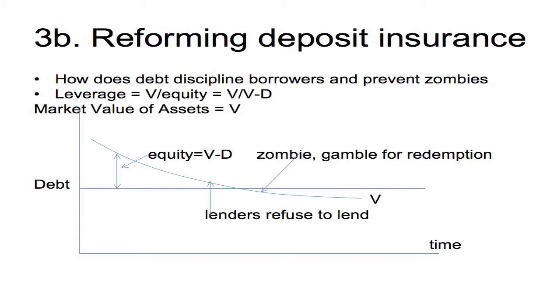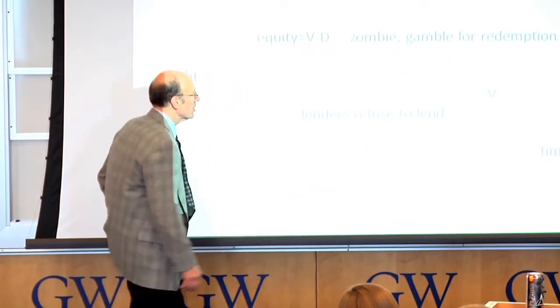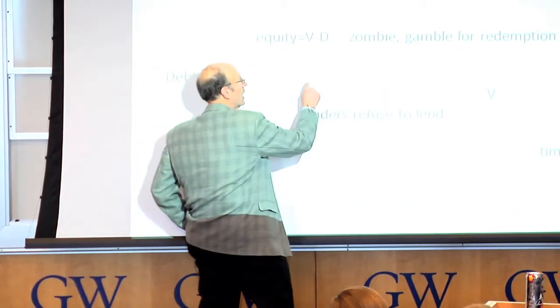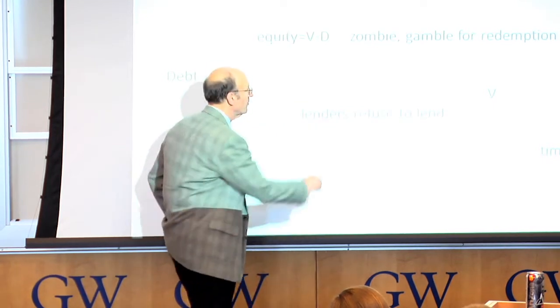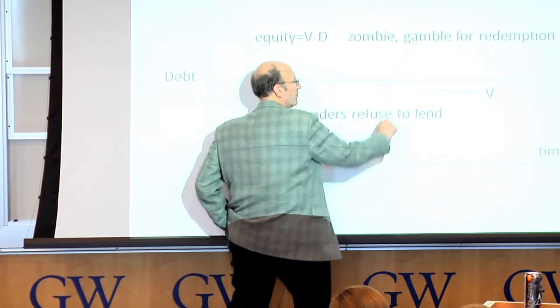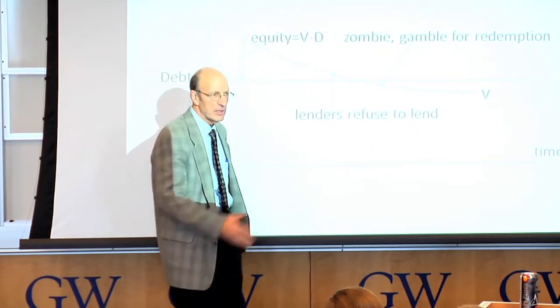That's how the market stops gambling for redemption, by lenders cutting you off at the knees. It's called debt discipline. Notice equity doesn't discipline, right? In fact, here equity is negative. So here, if you guarantee the debt, the firm continues to operate as a zombie. And it'll gamble for redemption.